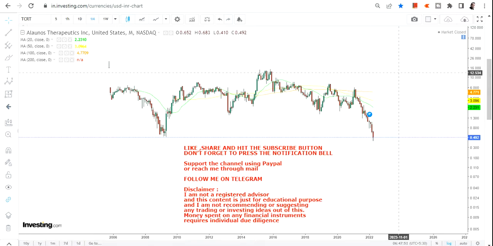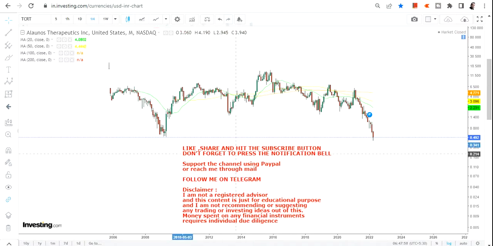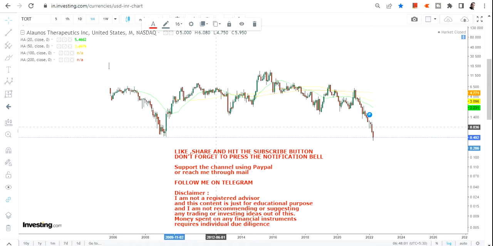And most importantly, if this works out the same way it did in the past, then obviously you are here for a good bet. So let's start analyzing the long-term chart of Alaunos Therapeutics INC.